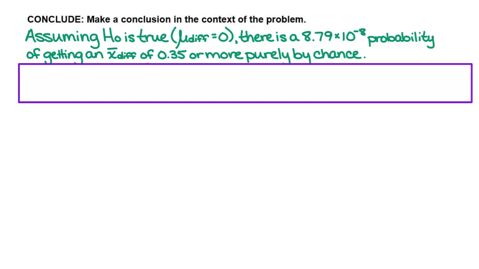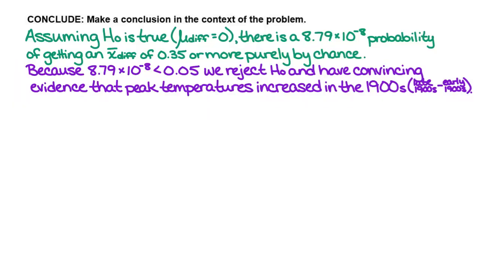If you wrote this out in decimal form, that would be perfectly fine also, but pick one, either decimal form or scientific notation. And so there's our interpretation of P, and then decision and conclusion. Because 8.79 times 10 to the negative 8th is less than 0.05, we reject the null and have convincing evidence that peak temperatures increased in the 1900s, late 1900s minus early 1900s.